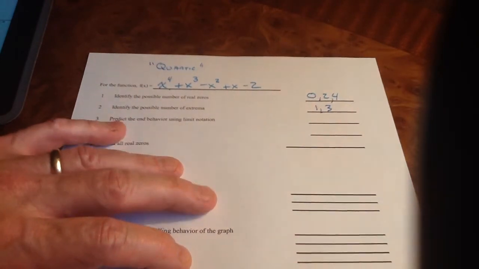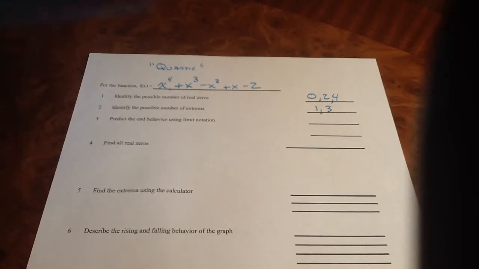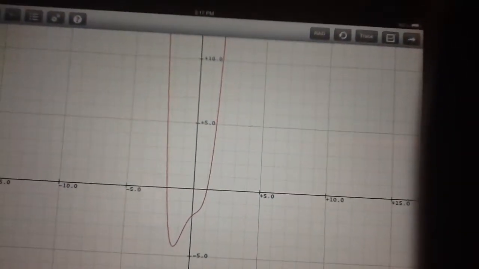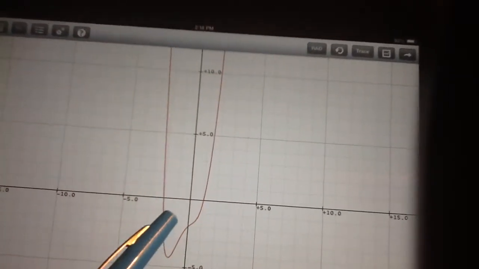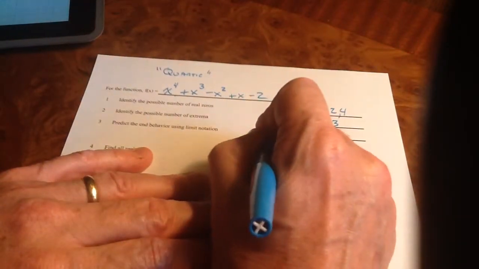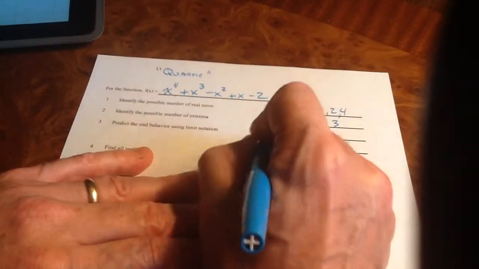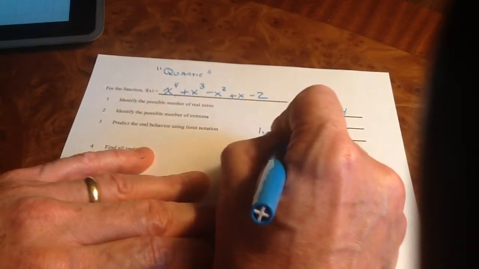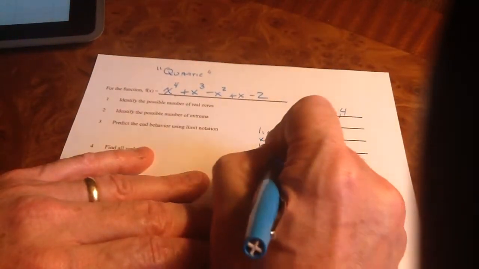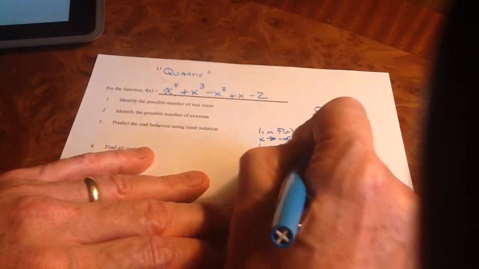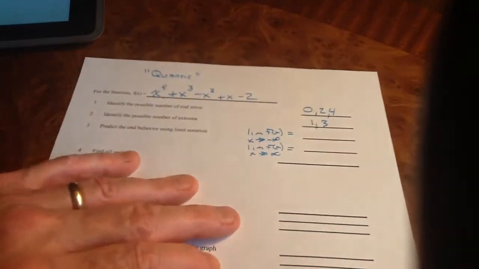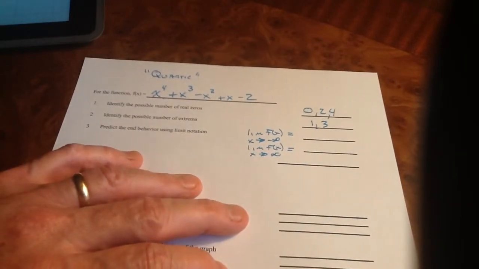Predict the end behavior using limit notation. Well, if we look at our picture, you can see that when we go to the right, we go to positive infinity, and when we go to the left, we go to positive infinity. So, what we'll always write here is lim of the function as x approaches negative infinity, lim of the function as x approaches positive infinity. We write that every time, just like that.